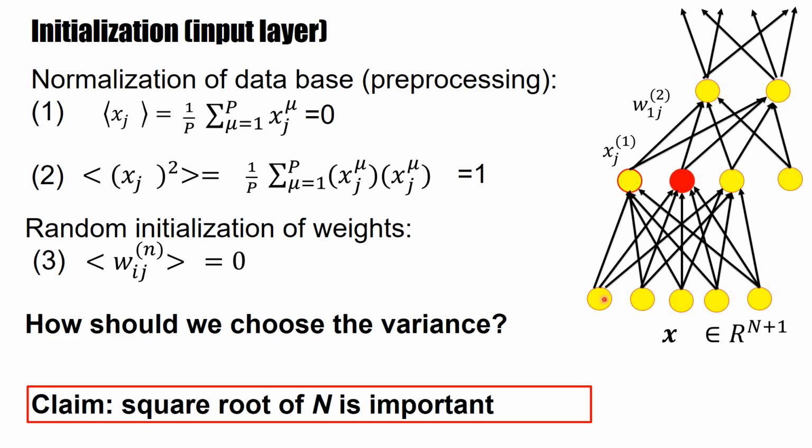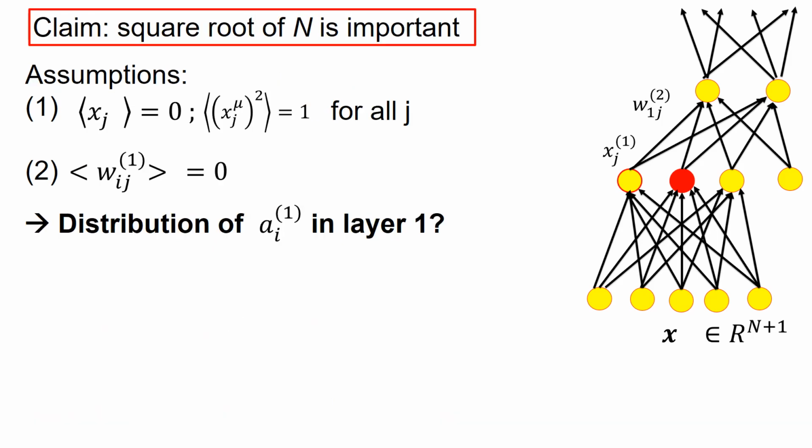I have n inputs plus 1 threshold input. Let's call n the dimensionality of the input, and the scaling of the variance should depend on this number n, and the square root will appear. And now I will give you the mathematical arguments why this square root of n is important. And here come a couple of steps of the theoretical argument.